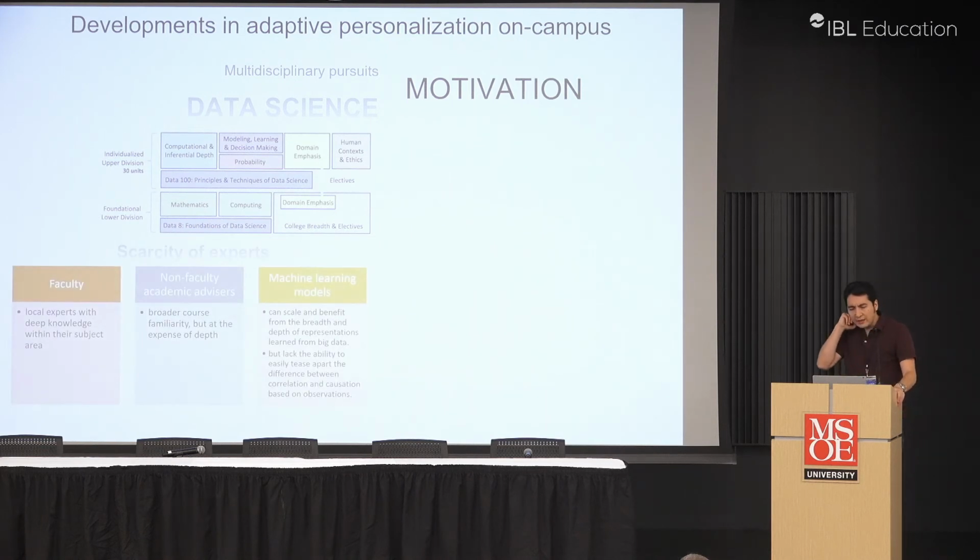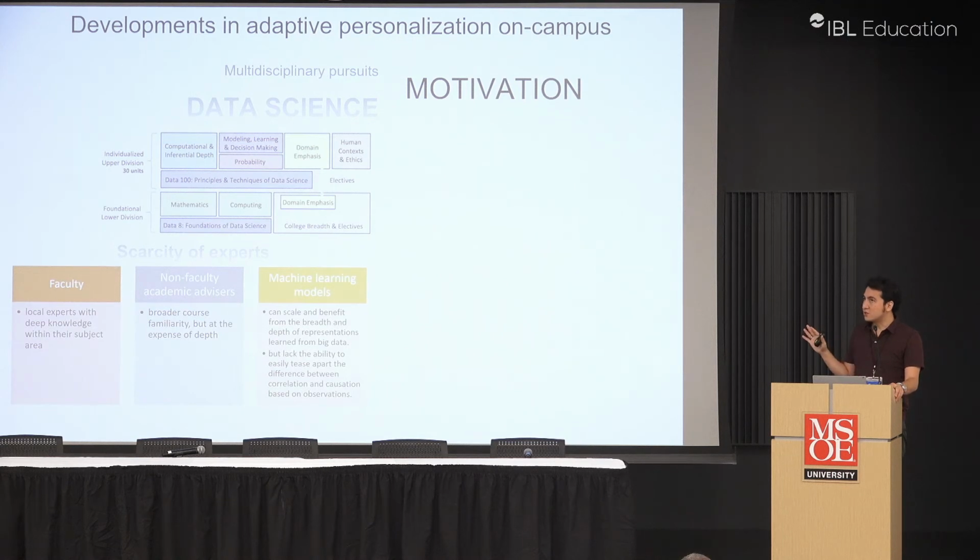So why do we need to do anything about this? Why aren't current resources enough? One is that while we do have faculty advisors, faculty tend to be local experts, right? They have deep knowledge in a particular area, but can't necessarily connect dots across campus. We have non-faculty academic advisors who are better able, they're broader, to connect dots across campus, but they don't have the depth of knowledge that faculty do.